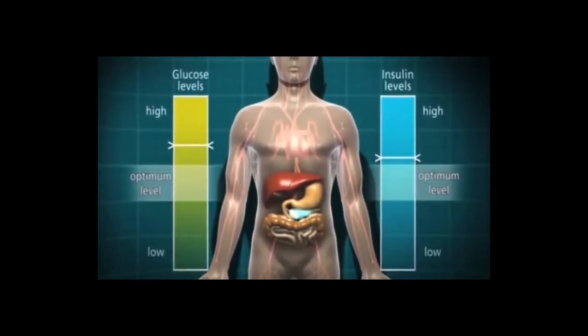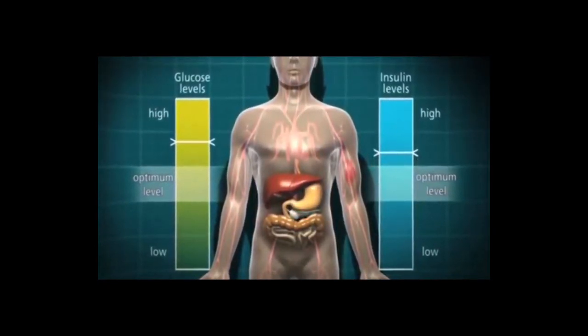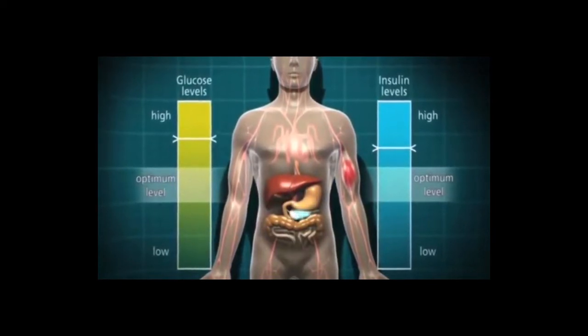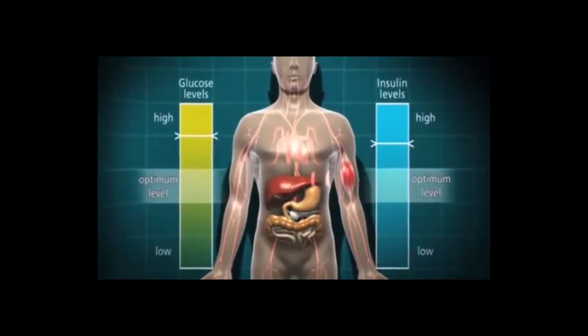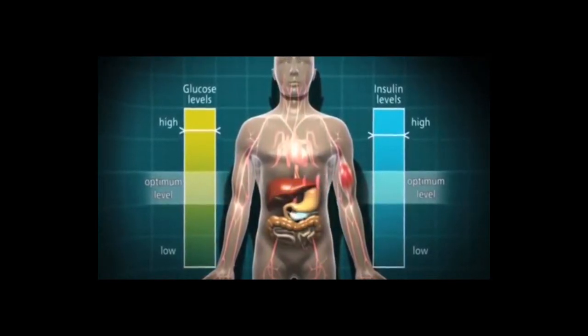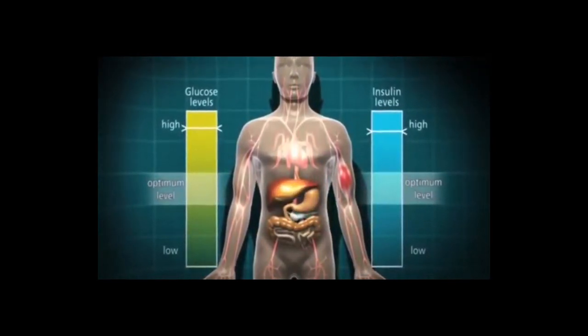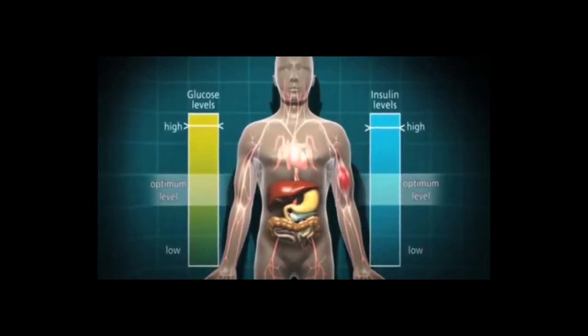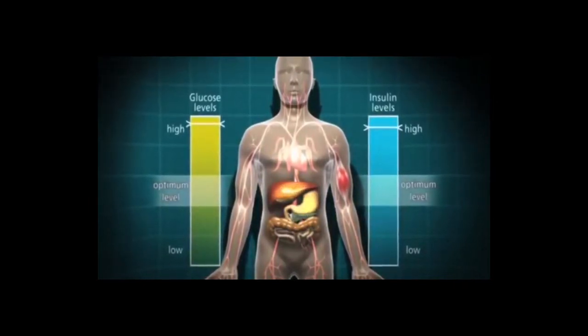This situation is further complicated by the cells, which are desperate for energy, sending out emergency signals to the liver to release stored glucose. The blood glucose level goes up, and the pancreas produces more and more insulin until it can't cope anymore, and eventually it can wear out.